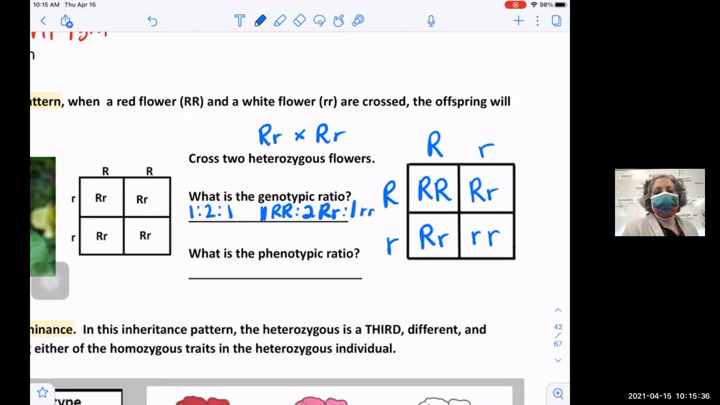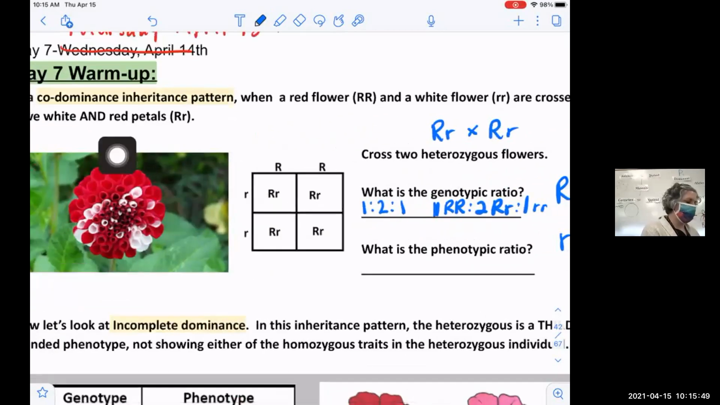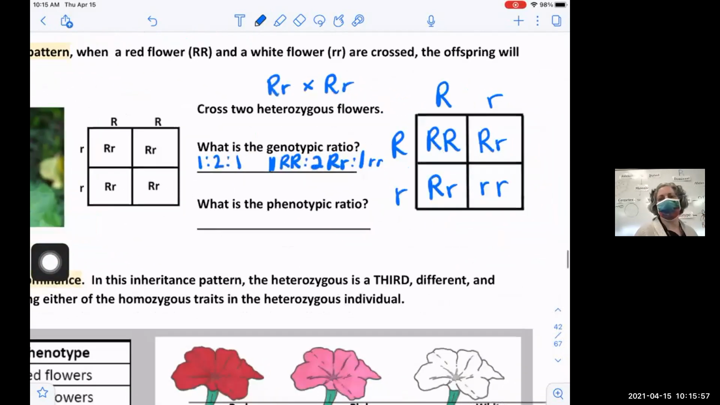All right, so the phenotype ratio here is a little bit different than what we did on that day 3 because we have a third phenotype, right? So this flower that's red and white is not red and it's not just white, it's red and white. So what do you think the phenotype ratio of this cross would be? So 1 to 2 to 1 again, right?